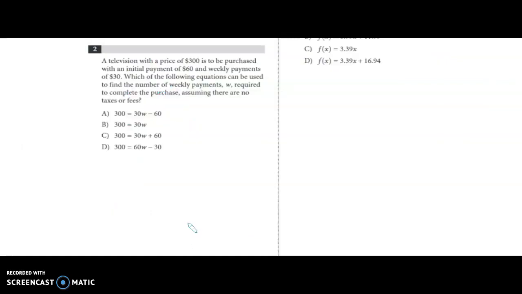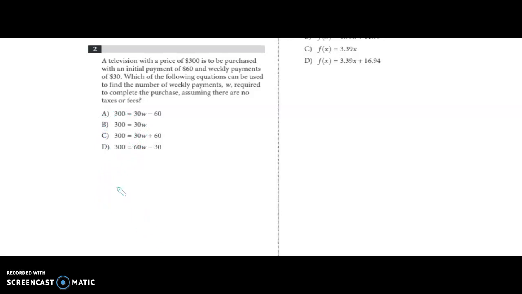Our next question is: a television with a price of $300 is to be purchased with an initial payment of $60 and weekly payments of $30. Which of the following equations can be used to find the number of weekly payments W required to complete the purchase, assuming that there are no taxes or fees? So first of all, we have to understand the question pretty well, what exactly the question is asking. Then we should proceed to think on the options that are given to us.